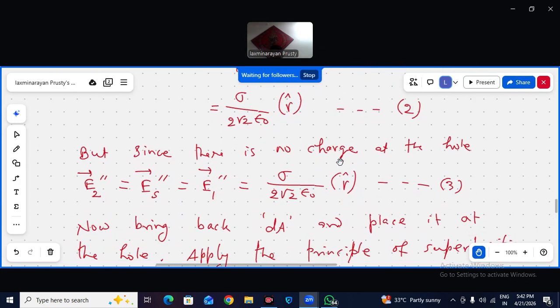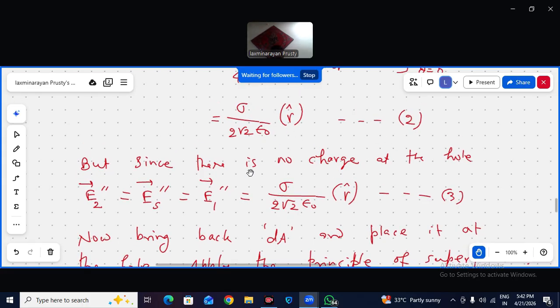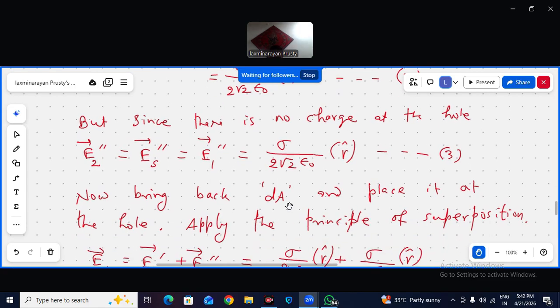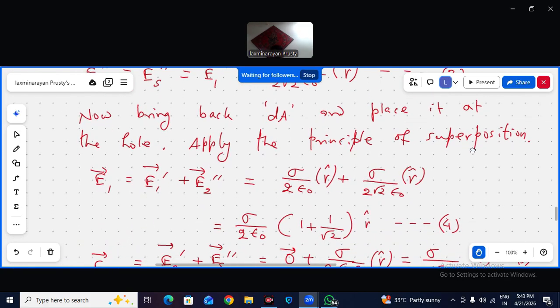But since there is no charge at the hole, so E2 double dash, ES double dash, E1 double dash, they are all continuous, field is continuous, they are same value, and that is sigma by 2 root 2 epsilon naught r cap. Okay, because there is a hole there. Now bring back the DA and place it at the hole. Then apply the principle of superposition.